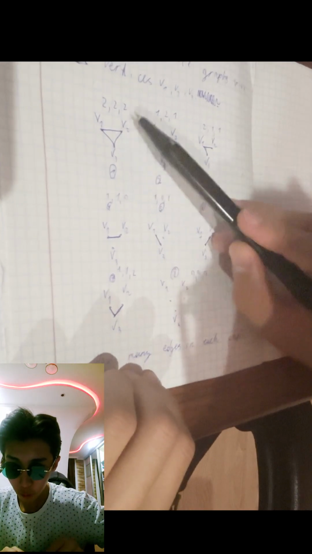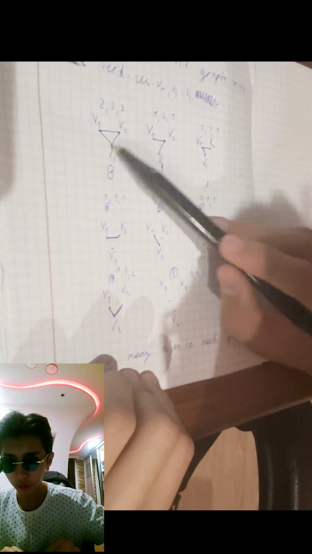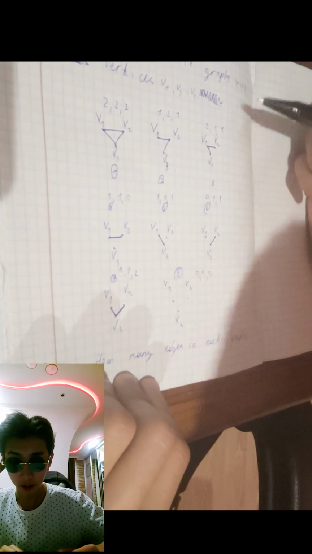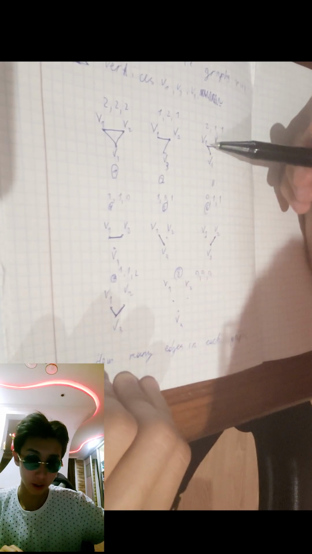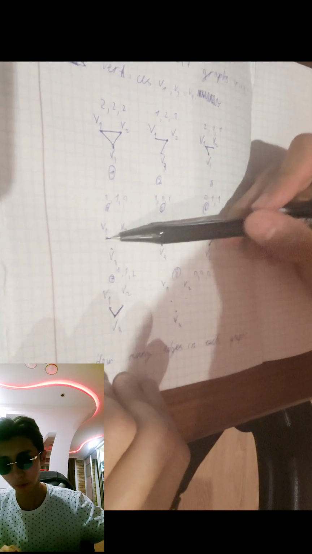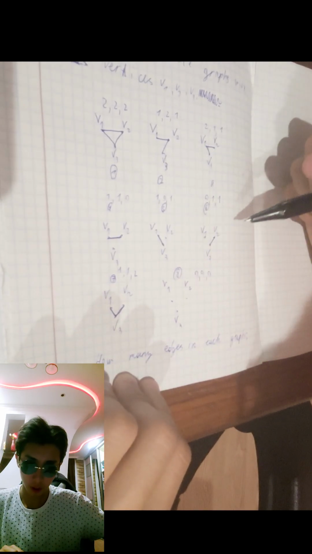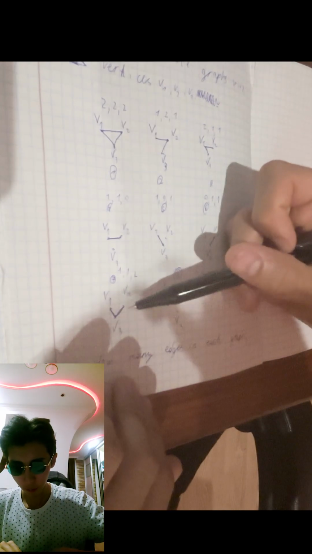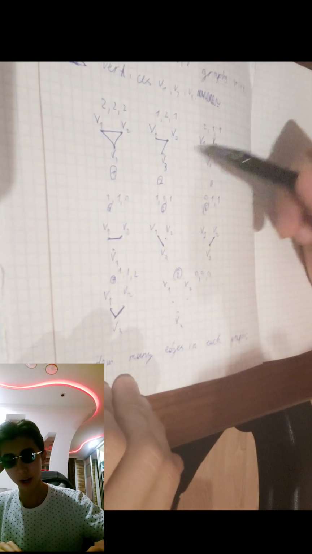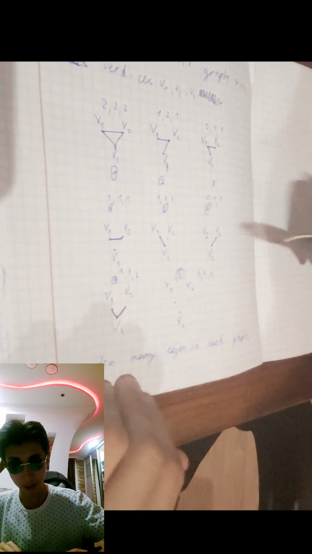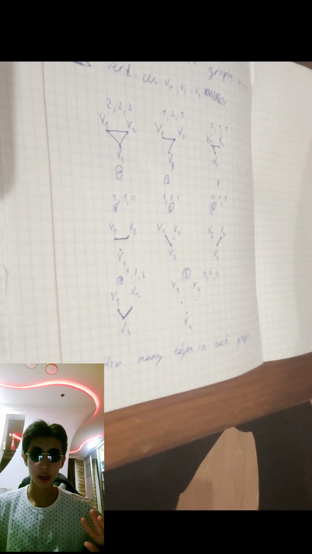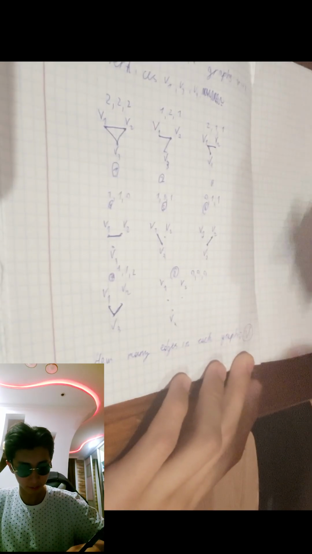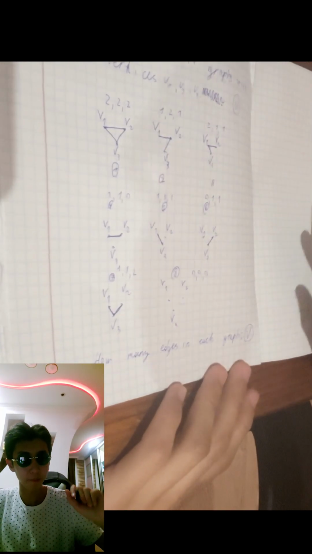In the first graph, we see 3 edges: V1, V2, V3. 1, 2, 3. In the second graph, we see 2 edges. In the third, we see only 2 edges, and in the fourth only 1. In the fifth, only 1. In the sixth, only 1. And in the seventh graph, we see 2 edges, like in the second and third. And in the eighth, we see no edges, because there is no degree sequence. Okay, that's solved.